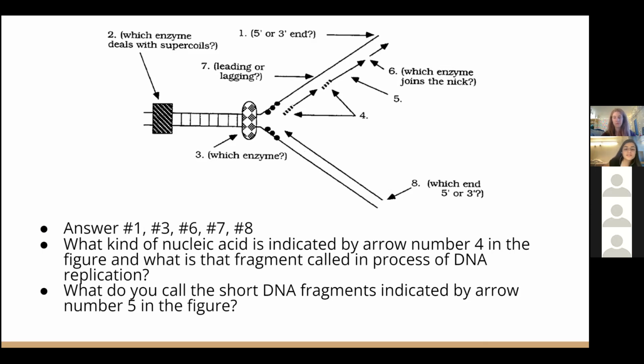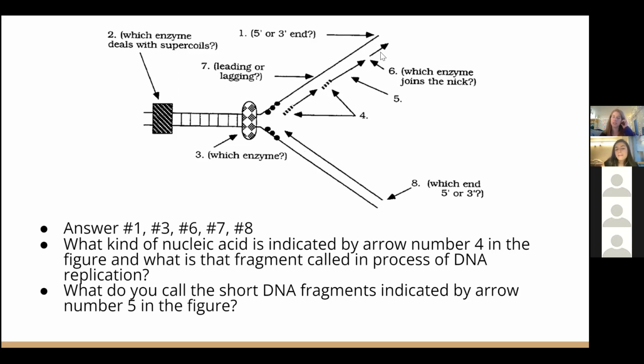Okay, and moving on, what do you call the short DNA fragments indicated by arrow number 5? So the name is Okazaki fragment, right? Just these short discontinuous fragments. They're discontinuous because they're moving in the opposite direction the replication fork is going.